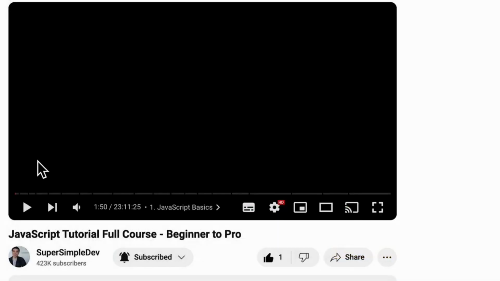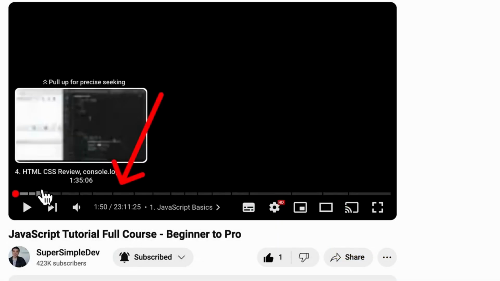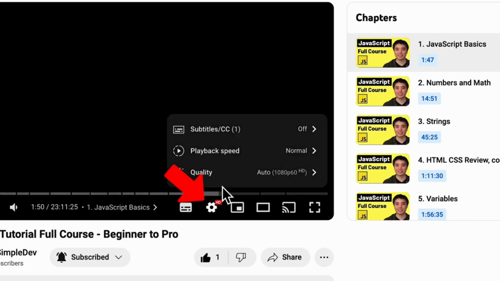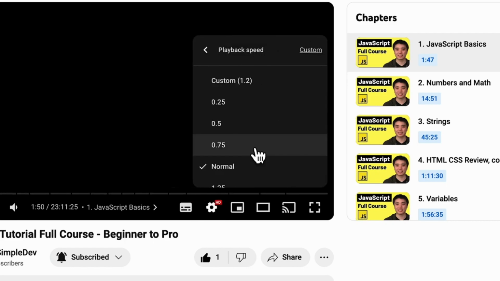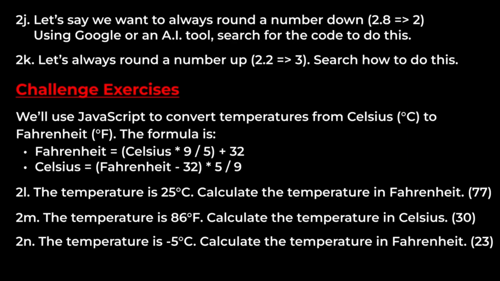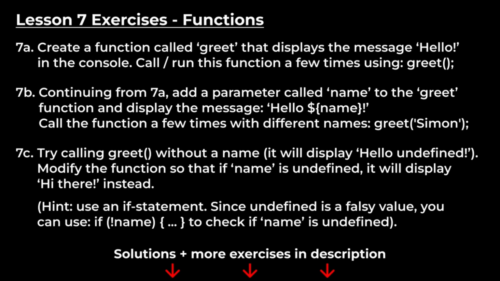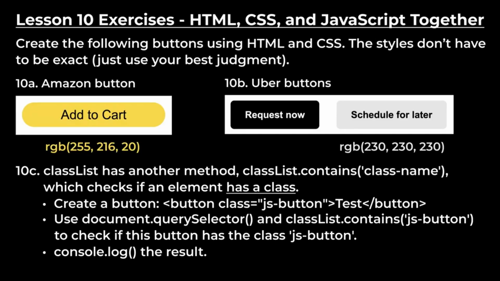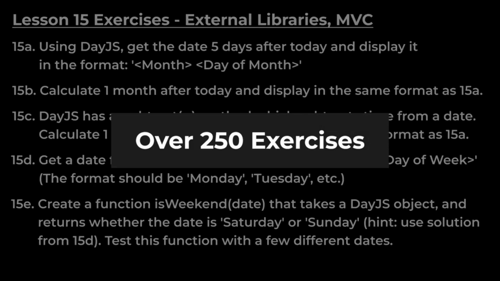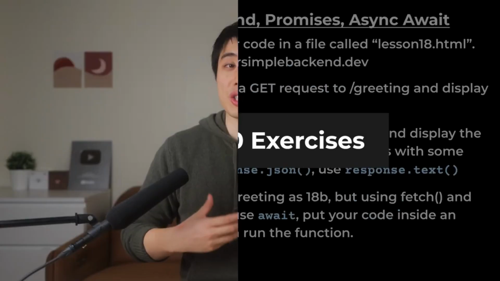You can find the different lessons of this course below the video here and here. If you need to, you can adjust the speed of the video here. And after each lesson, I'm going to give you a bunch of exercises that you can do on your own to practice the skills that we learned. In total, this course will have over 250 exercises. So with that said, let's get started.